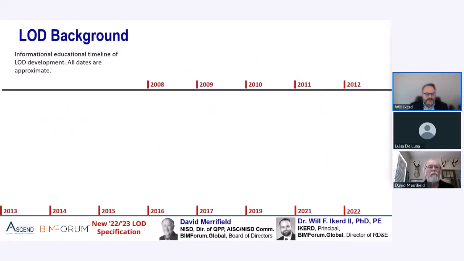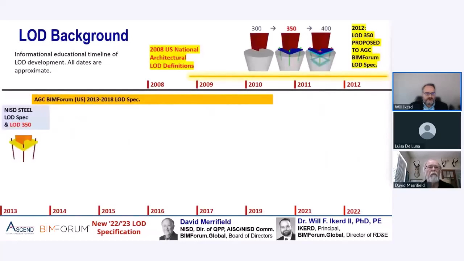Following that, the AGC BIM Forum created an LOD specification in 2013. NISD did a lot of work in helping provide content and feedback on the steel section, for example, and really spearheaded the introduction of 350. And the graphics that were created, you'll see similarities. These are published works from before in 2012 and before. And that's one thing Dave and I want to point out.